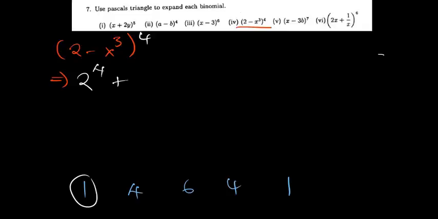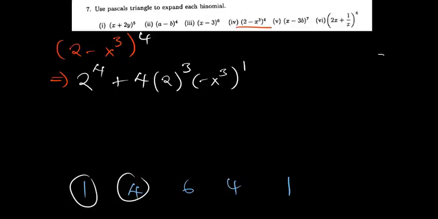plus, we now have a 4 multiplied by 2 now to the power 3, and negative x cubed will now start at the power 1, negative x cubed raised to the power 1, and then 6 times 2 to the power 2 now, and then our negative x cubed now to the power 2 as well.